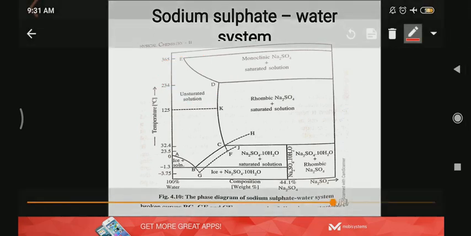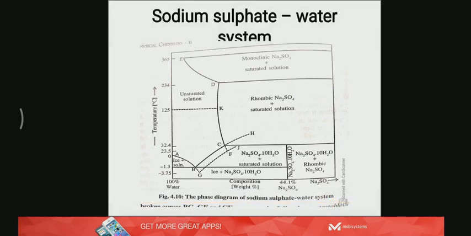So these are 4 solid curves along which there will be two phases in equilibrium, so that the system will be monovariant. F equals C minus P plus 1, that is 2 minus 2 plus 1, so 1. Monovariant, two phases in equilibrium.